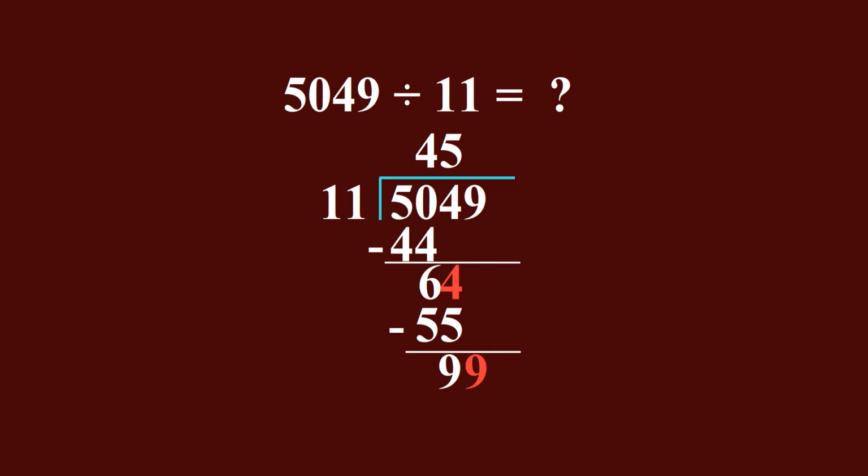How many 11 are in 99? The answer is 9. Now multiply 9 by 11, which gives us 99. Draw line and subtract. The subtraction result is 0. The last result is 459. And this is our final answer for this problem.